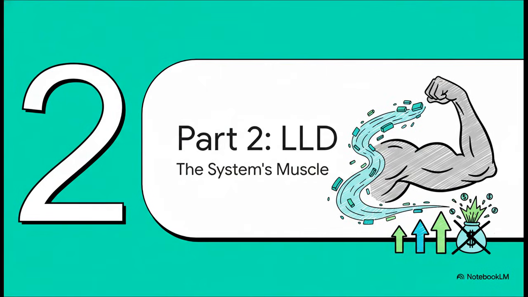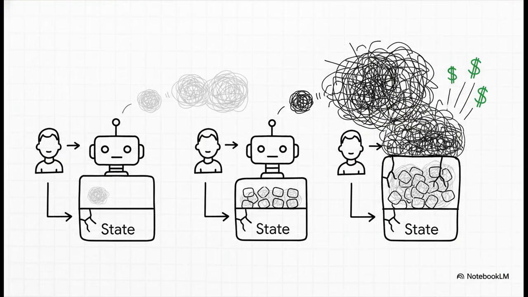Okay, so we've got the skeleton sorted. Now let's build on it with Part 2, low-level design. This is the muscle of your system, the actual code. You can have the best architecture in the world, but if your code is sloppy, your costs are going to go right through the roof. The number 1 killer in LLD for AI apps, especially agentic ones, is this thing called state bloat. In those workflows where the AI is having a back-and-forth conversation or doing multiple steps, well, the state or the memory of that conversation can grow like crazy with every turn, and that gets expensive fast.